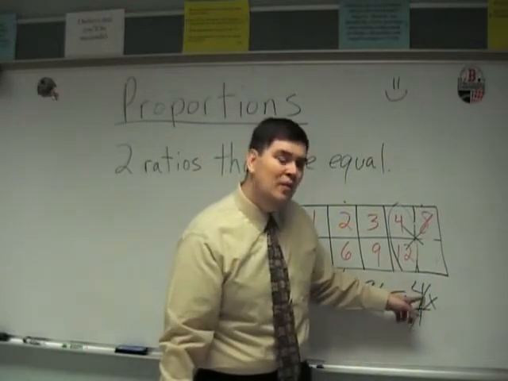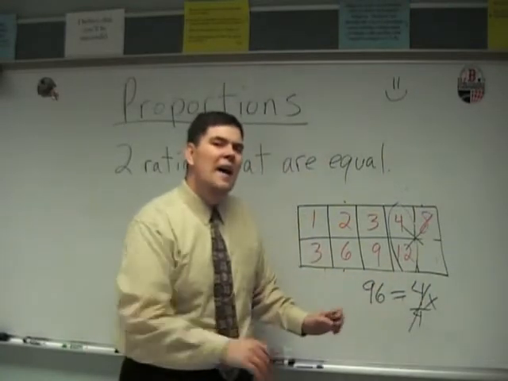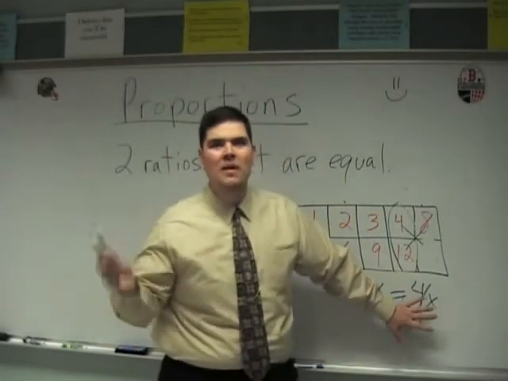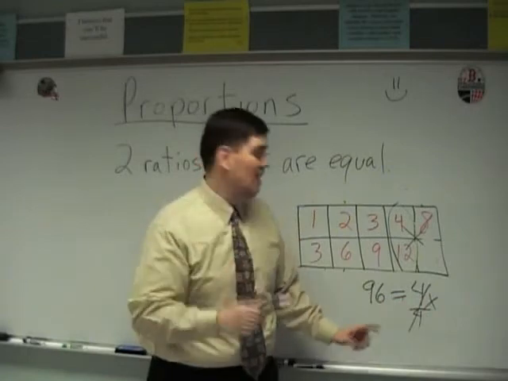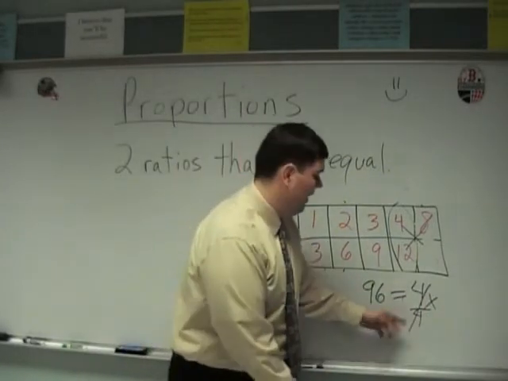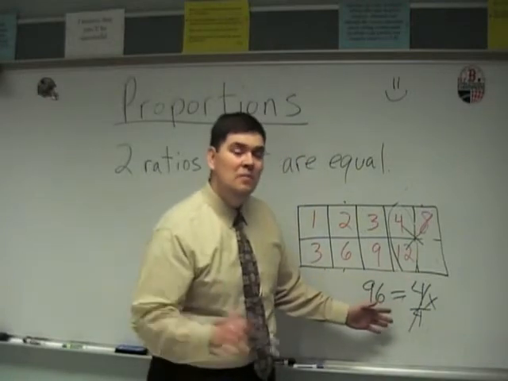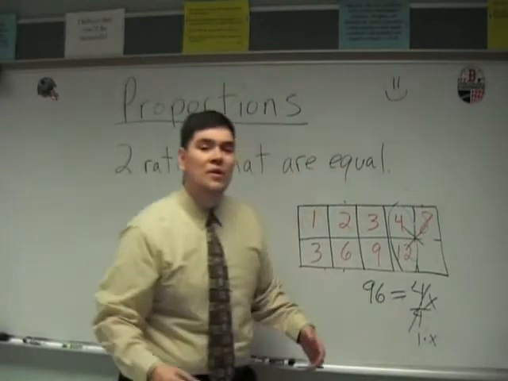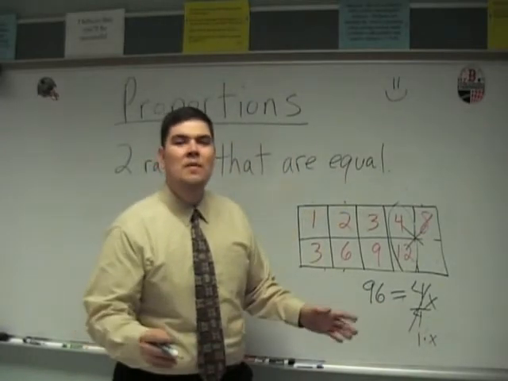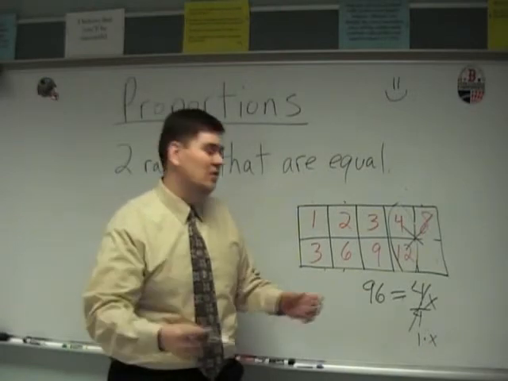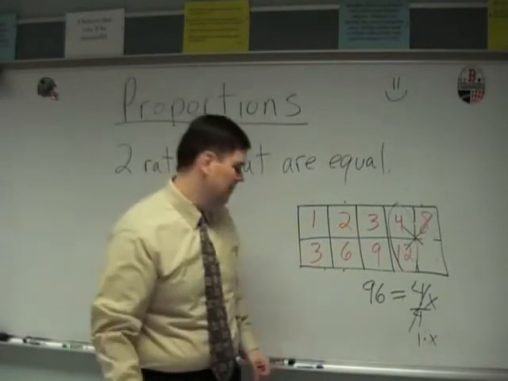Since I'm multiplying 4 times x, I want to divide by 4. If I was dividing, I would want to multiply. I'm doing the opposite. Same number, and as a result, this becomes 1. Any number divided by itself is 1. I get 1 times x, which is x. 1 times any number is that number. 1 times 3 is 3. 1 times 7 is 7. So 1 times x is x.